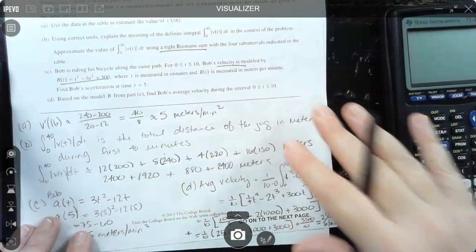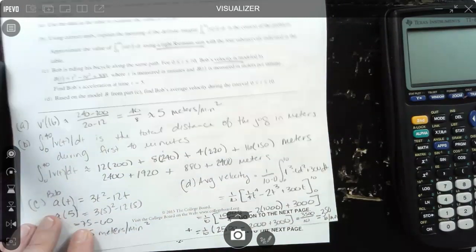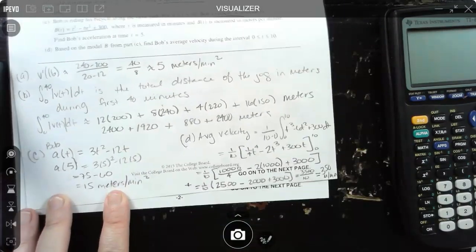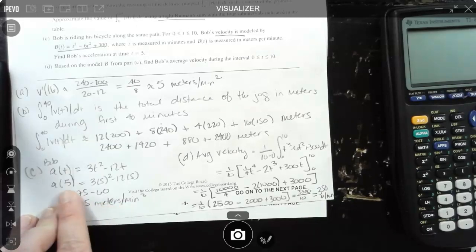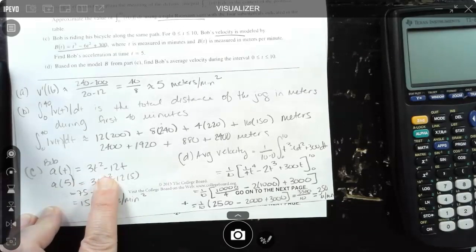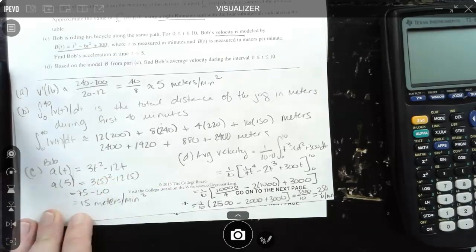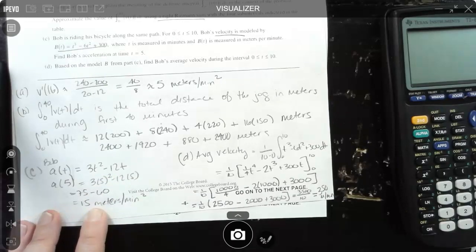All right, part C. I thought C was really easy. C gave you Bob riding his bicycle, and then it gave you the velocity, it asked you for the acceleration. It was a straight derivative, and then you plugged in 5. That's all it was. So 1 point for b prime of t, which was the acceleration. So 3t squared minus 12t gave you a point, and then 1 point for the answer, which was 15 meters per minute squared. It doesn't say this time.